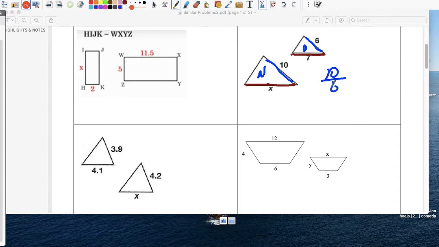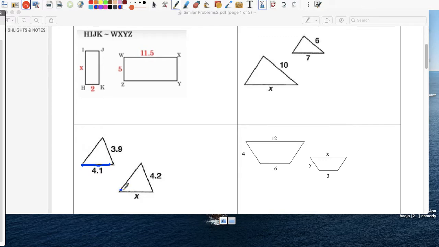So the ratio of 10 and 6 should be the same as the ratio of x to 7. We get 6x equals 70, and x equals 70 divided by 6, which is a non-terminating decimal. Yeah, 11.6 with bar notation units. Okay.